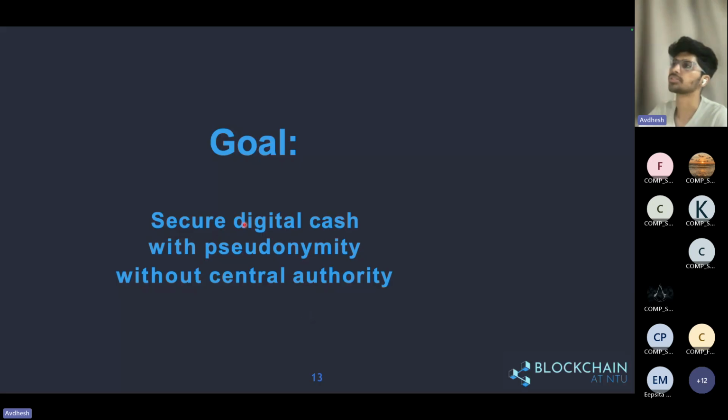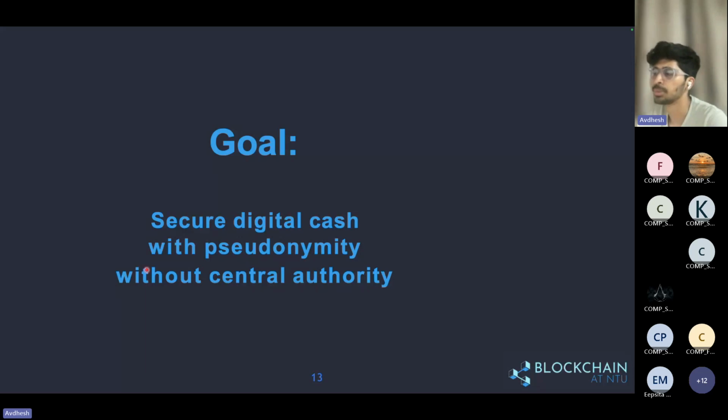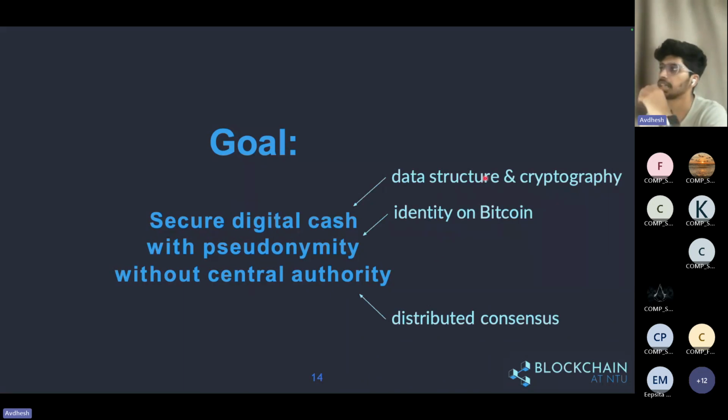After this, okay, so the goal is to now have a secure digital cash with pseudonymity without a central authority. So we'll break this down into three parts. The first part is secure digital cash, the second part is pseudonymity, and the third part is without a central authority. So now, how can we do this? We have these three pointers right now.